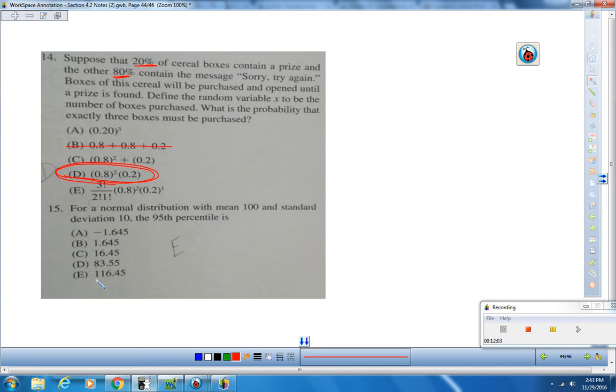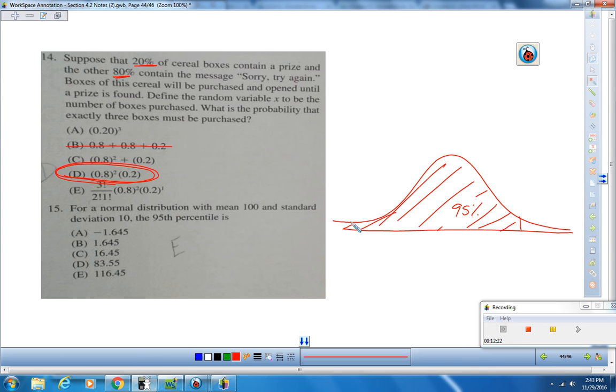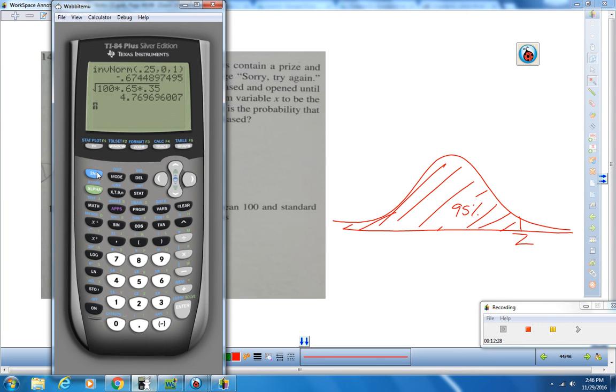All right. Last one. For a normal distribution with a mean of 100 and a standard deviation of 10, find the 95th percentile. Okay. So again, when it asks us what the percentile is, we use inverse normal. So that means 95% of the data is at or below this. So it's somewhere in this range here. I need to find what that z value is right there. And that's how I use inverse normal. Inverse normal, we plug in an area. In this case, it's 0.95.